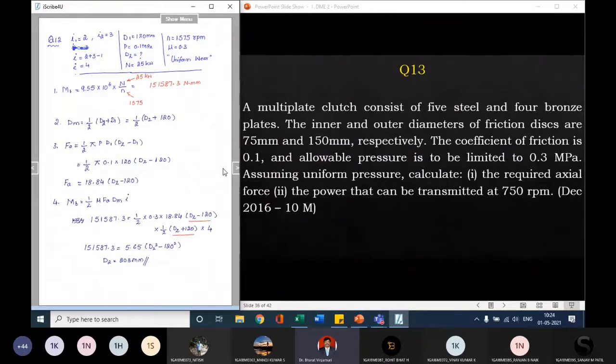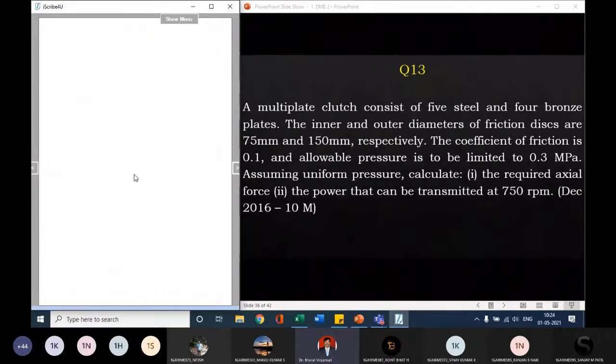Now the last question for today's class. After this I will stop the class. Question number 13. This was given in December 2016. This is also a very simple question. So once again, Q13, which we will try to solve.